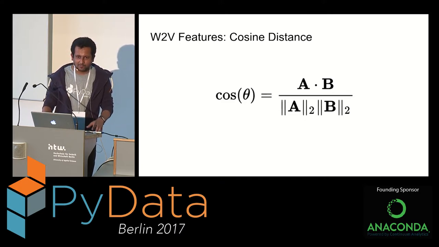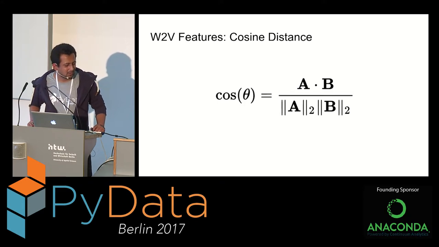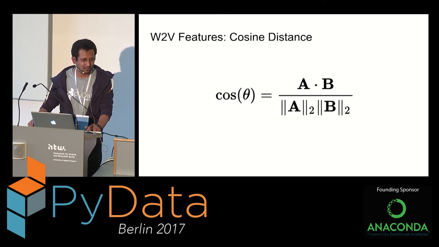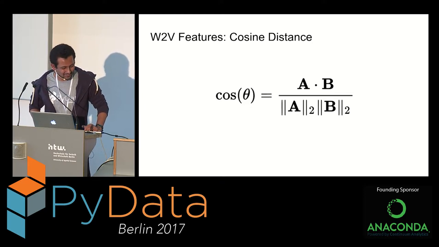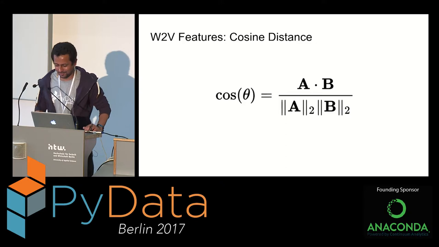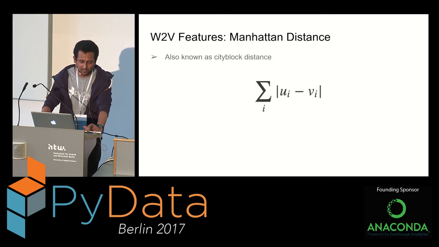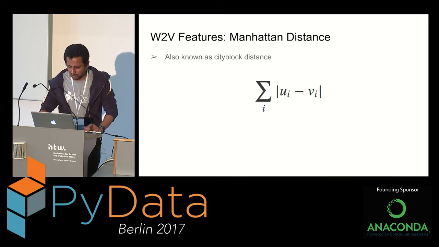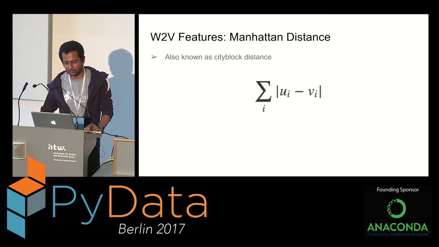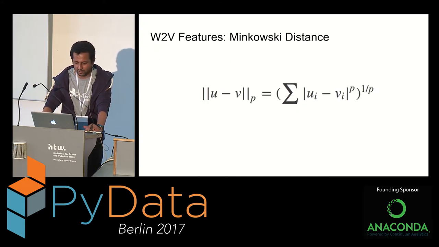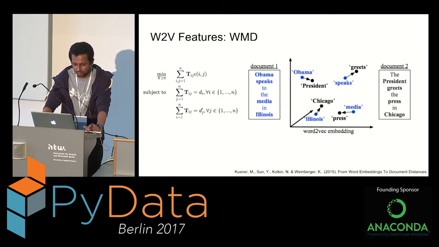Yesterday, I was talking to somebody. I'm very much an applied guy, and I told them I'm not going to put any kind of mathematics in my slides. So yeah, there's some maths about the cosine distance. But you guys know that it's the dot product divided by the multiplication of the norms of these two vectors. So these are some of the Word2Vec features that I derived from Word2Vec vectors. Similarly, Manhattan distance, also known as the city block distance, calculates the aggregated pointwise distance between the two vectors. And similarly, Canberra distance, Minkowski, Bray-Curtis distance, that's it.